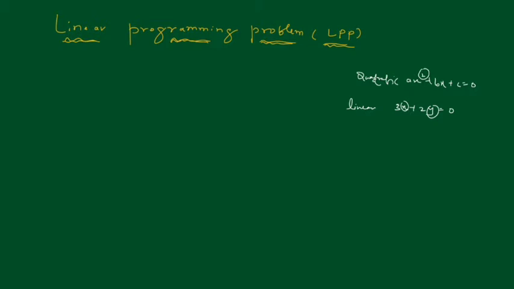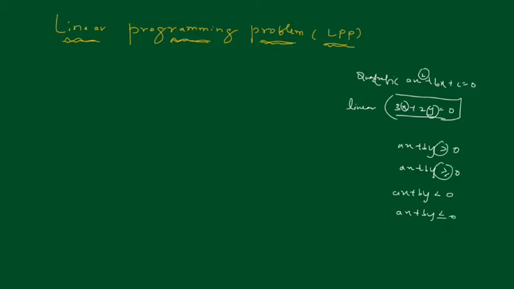right? We are already familiar with linear inequalities, which we studied in our first PUC. The linear inequalities are nothing but ax plus by greater than 0, ax plus by greater than or equal to 0, ax plus by less than 0, ax plus by less than or equal to 0. These four are inequalities, which we have already studied in our first PUC.